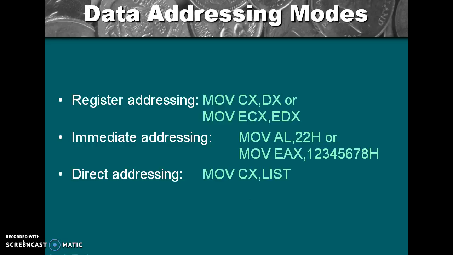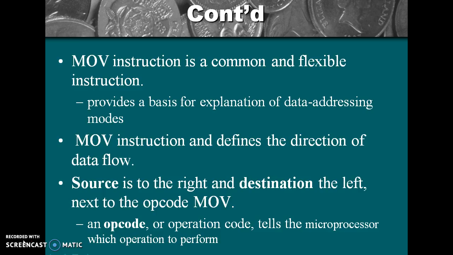These are the different data addressing modes: register addressing mode, immediate addressing mode, and direct addressing mode. In register addressing mode, generally both source and destination are registers, whereas in immediate addressing mode, immediate data are represented. In direct addressing mode, we specify an array in the instruction. These three modes are differentiated on the basis of their examples.